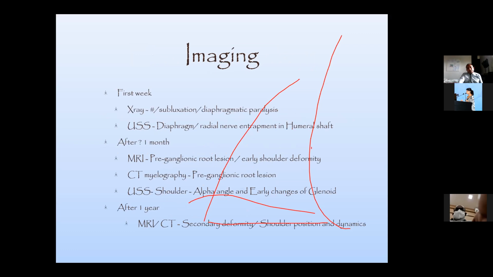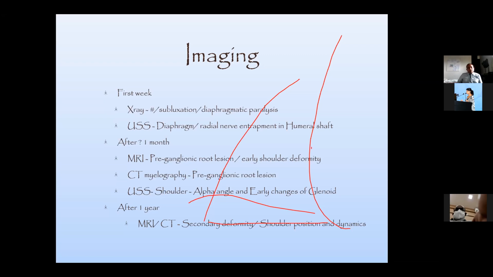And imaging: in the initial period, X-rays can detect the fractures, and ultrasound scan can detect the diaphragmatic paralysis, and also sometimes the radial nerve entrapment in the spiral groove. Yes, because there can be a fracture of the humerus associated with this kind of traumatic birth injury.